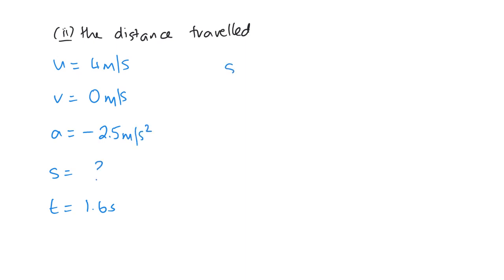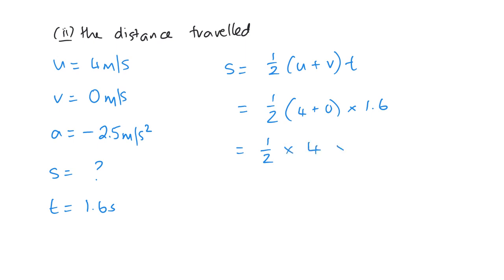Again, there's more than one formula you could use. I'm going to use this one here: S equals 1/2 (U plus V) times T. So that's 1/2 times (4 plus nothing) times 1.6. So 4 plus nothing is obviously 4. Multiply those together and we get 3.2 meters.